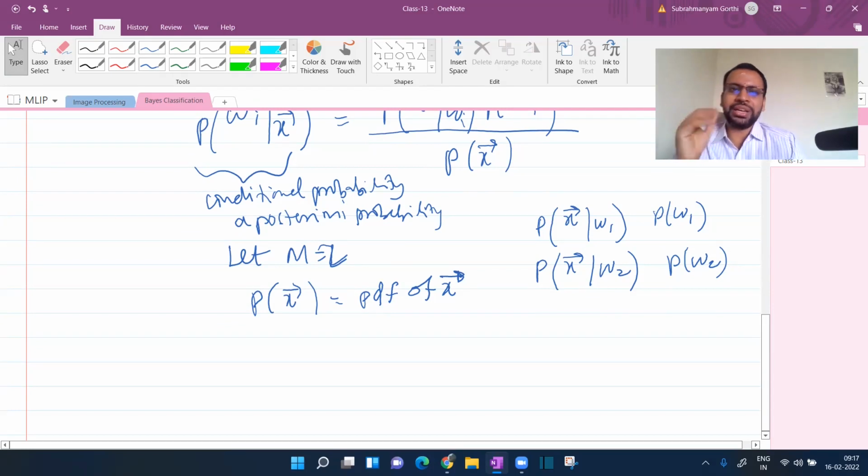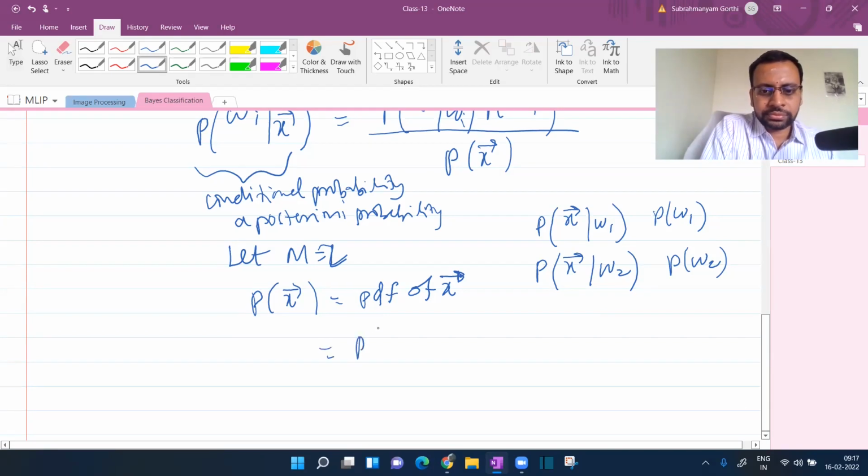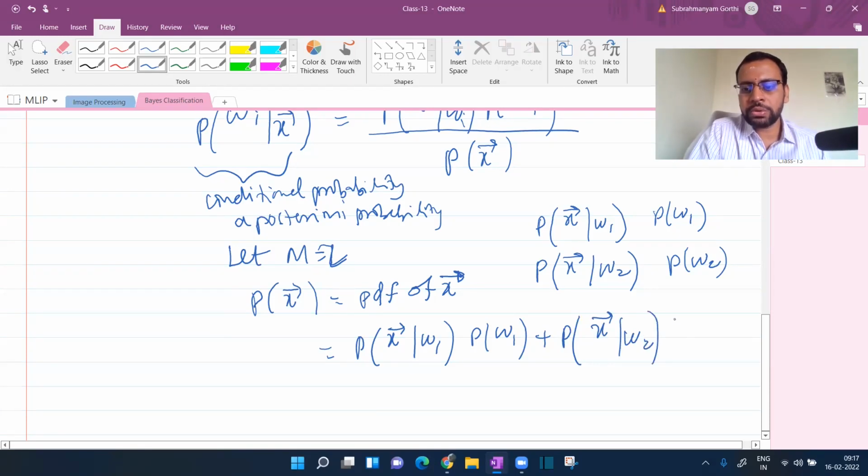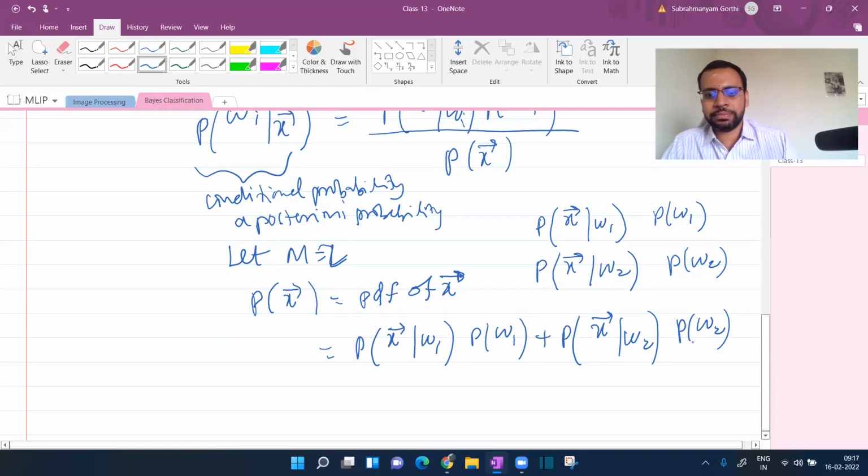Another point, make a note. X bar should either be in class 1 or class 2. There is no other way. It cannot go anywhere else. Now you answer my question. It will be probability of x bar given omega 1 into probability of omega 1, plus probability of x bar given omega 2 into probability of omega 2. Very good. That's right.